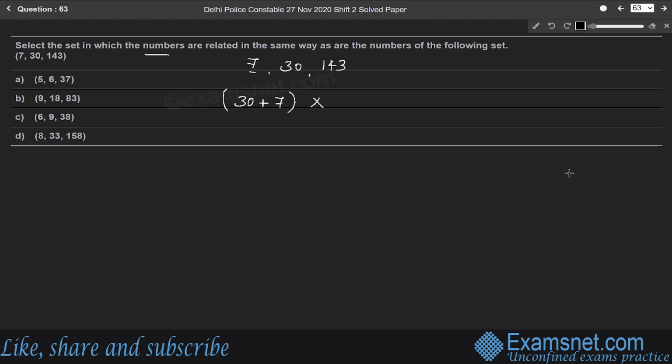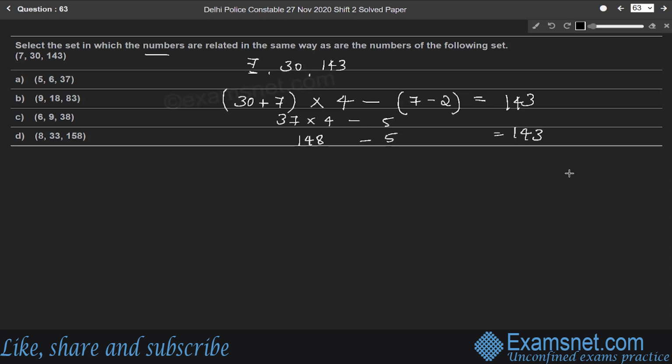So when this number is multiplied by 4 and the given product minus the first number minus 2 gives the third number, which is 143. You can check. 30 plus 7 is 37, into 4 minus 5. 37 into 4 is 148, minus 5 is 143.